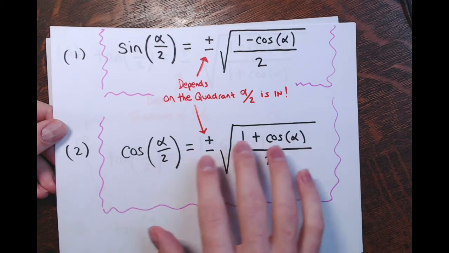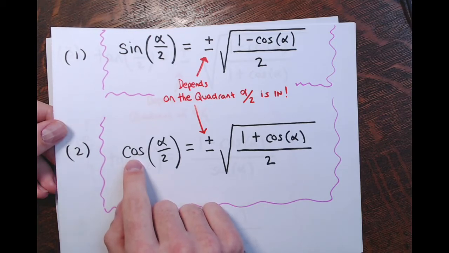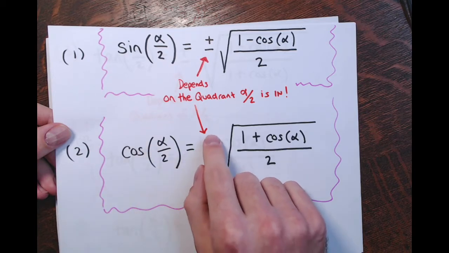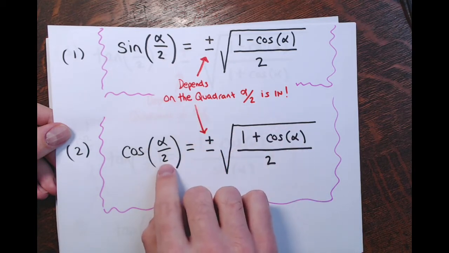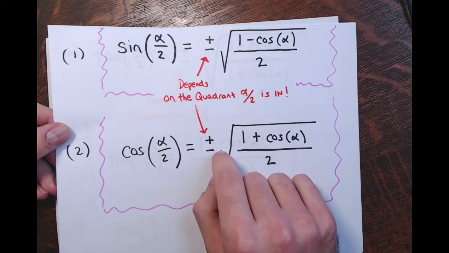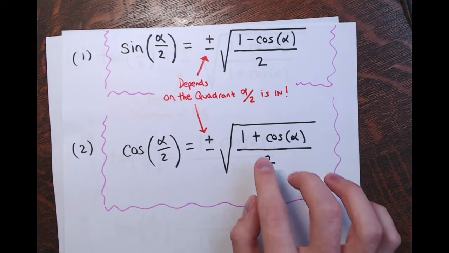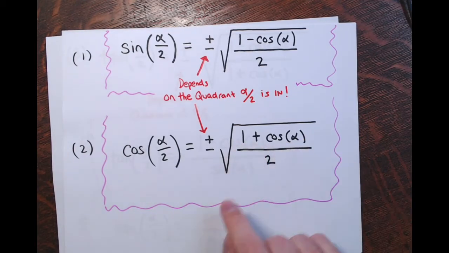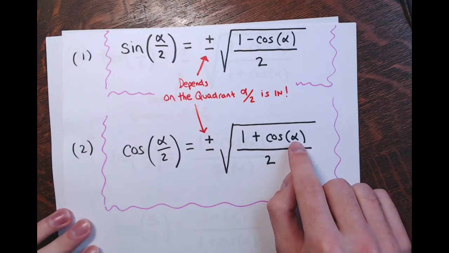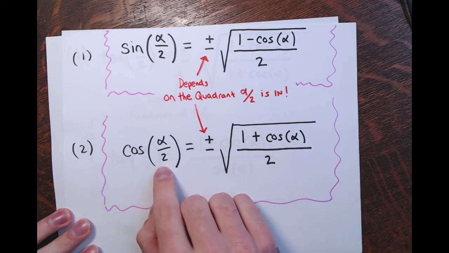Then very similar for the cosine of half an angle, which is what we're going to be using in this question. The cosine of half an angle is plus or minus, again depending on what quadrant the half angle is in, the angle you're taking the cosine of. So you choose one of these depending on that quadrant. And then, again, a big square root, and instead of 1 minus the cosine of alpha over 2 inside, you have 1 plus the cosine of alpha over 2 inside. And again, the angle inside this cosine is double the angle you're taking the cosine of over here.